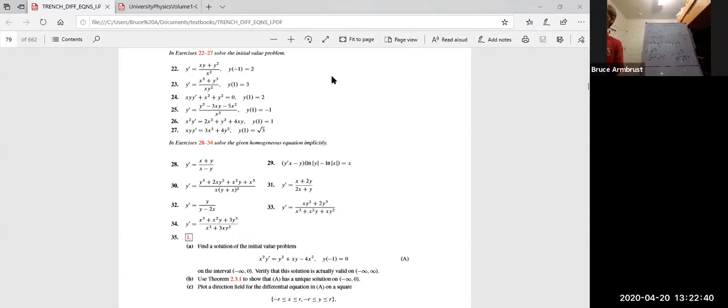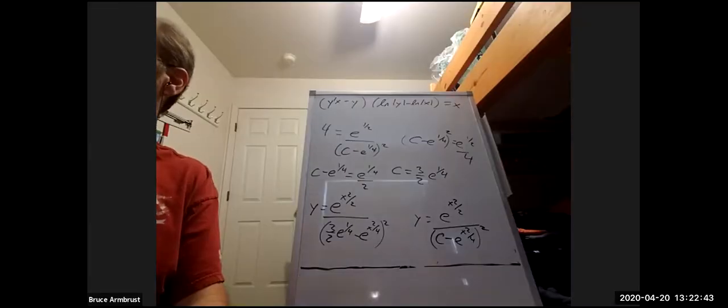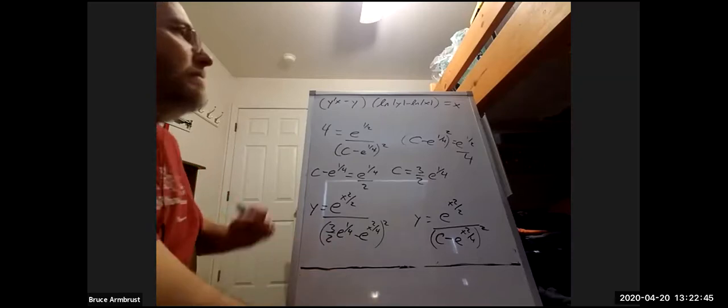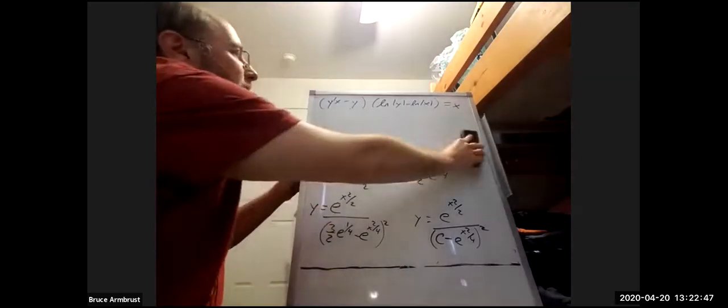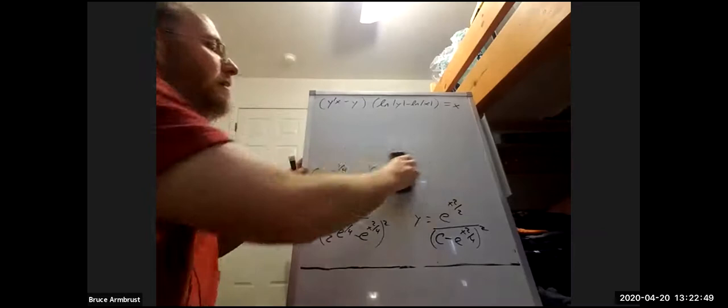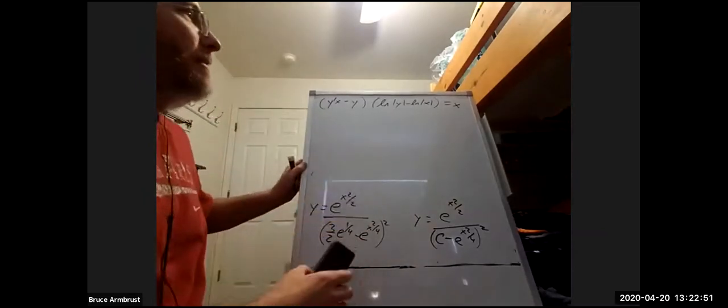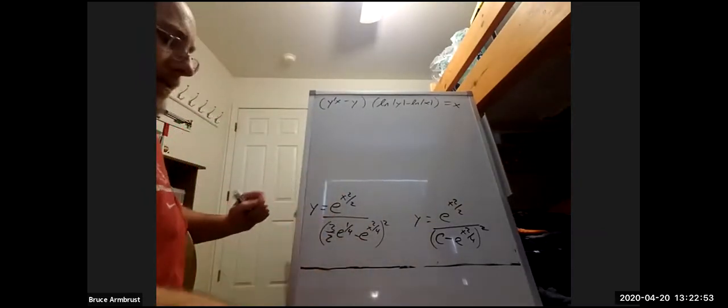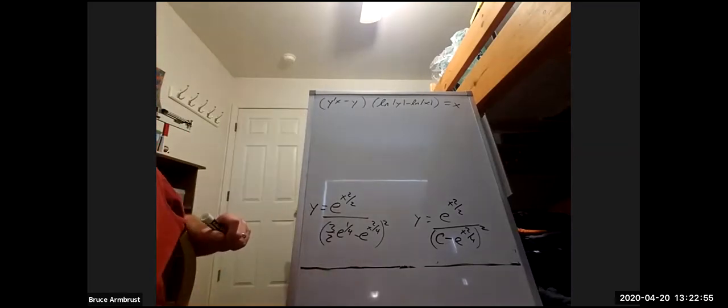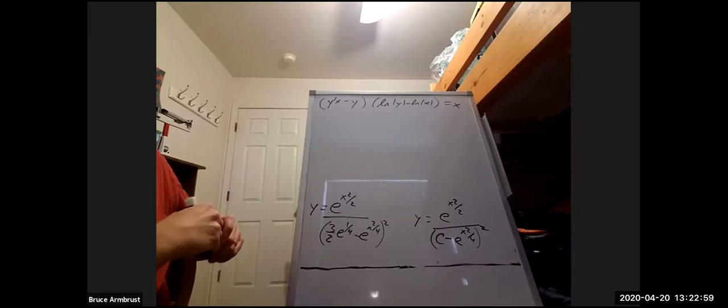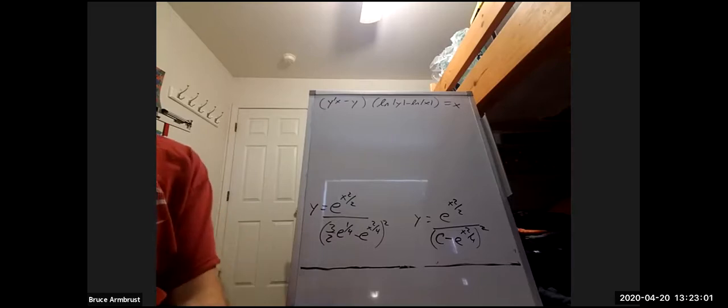All right, so back to the board. So we've got y prime x minus y times natural log of y minus natural log of x equals x. All right, so what are we going to do?